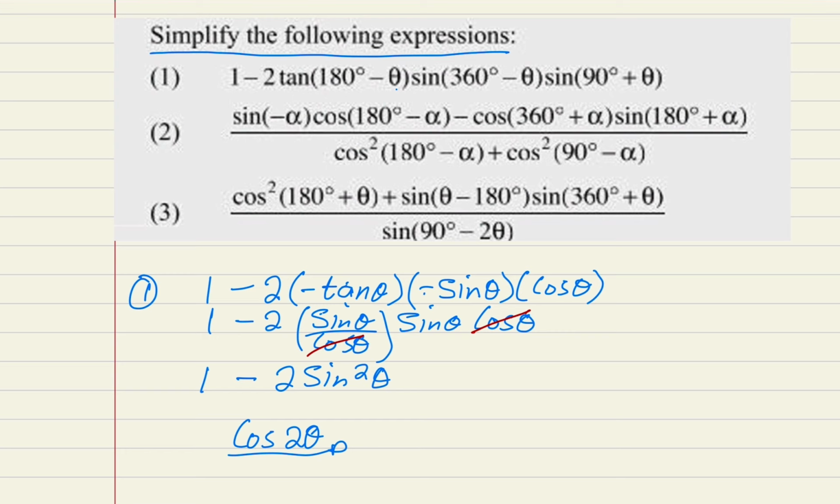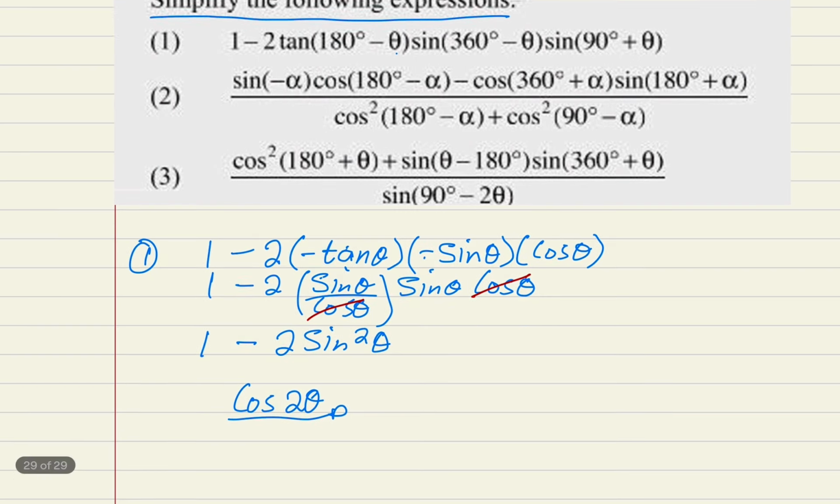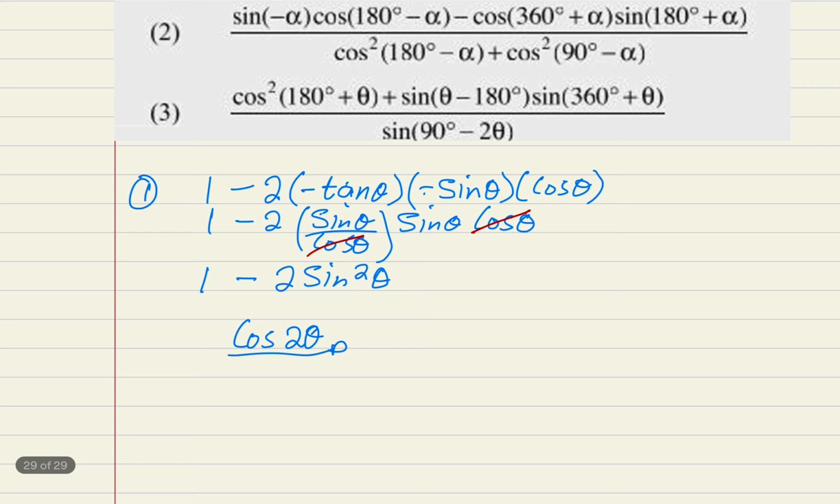Okay, now let's check if we can do the second one. Now the second one, guys, number 2, we know that sine of a negative angle is always negative, so we have negative sine alpha. Then we have cos of 180 minus. 180 minus is on the second quadrant, and cos is negative. So it's negative cos of an angle.